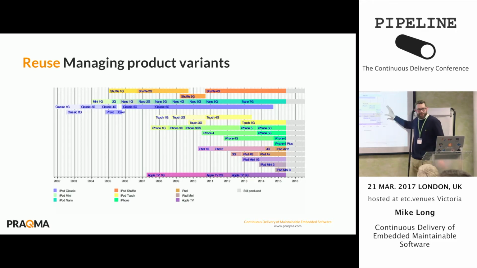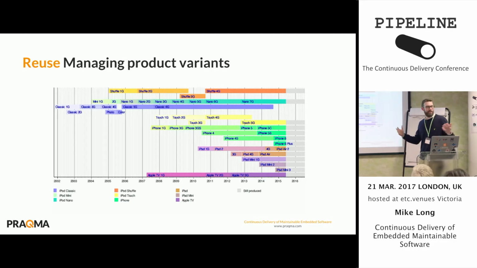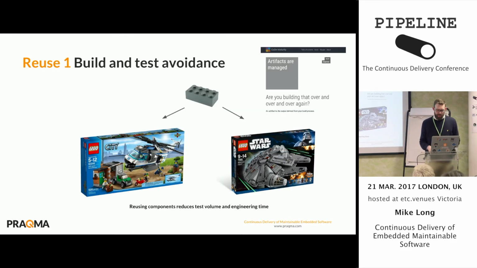Because, I mean, in reality, most embedded software, you've got 50, 100, 200, 1,000 different variants of the hardware platform, of the software platform, of the feature set that you're going to ship into the device. So it's a very real problem. How do you test across 100 different devices? It's really hard. So this is where we get to the build and test avoidance.